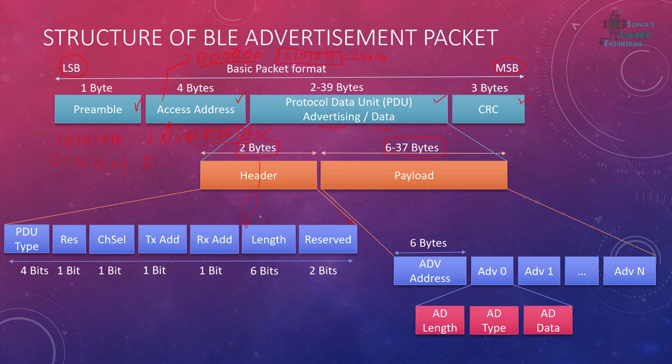First, let's see the second byte because it's easier. It has a length part which is 6 bits long, and it basically tells the length of the payload, or the data in the advertisement packet. And 2 bits are reserved and they are not used, so we won't see them being used in the advertisement packet. We will see these in the sniffer using Wireshark.